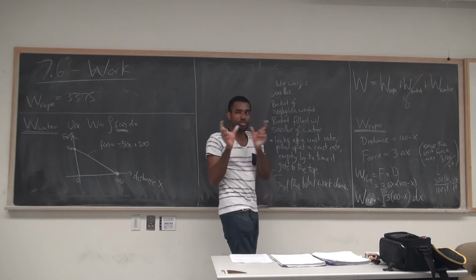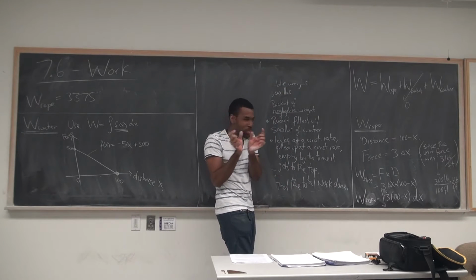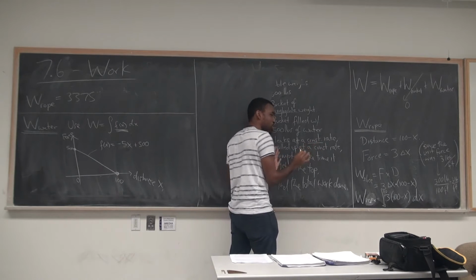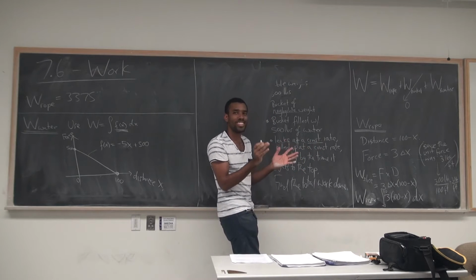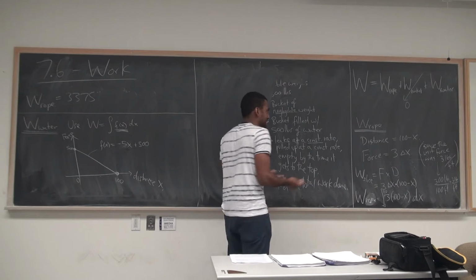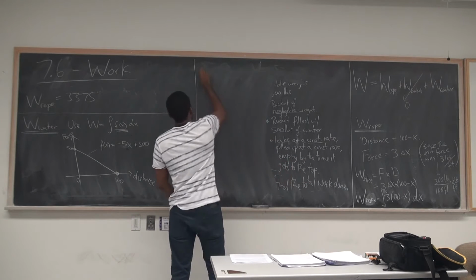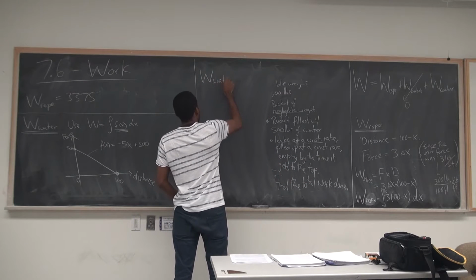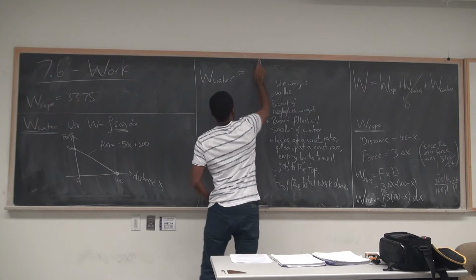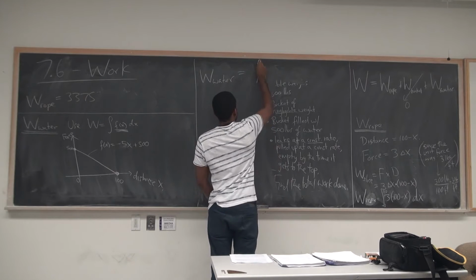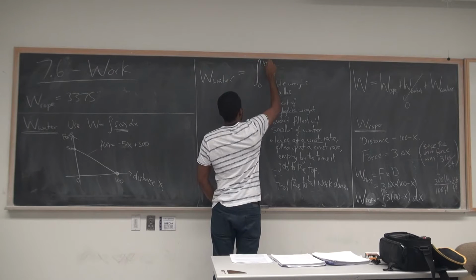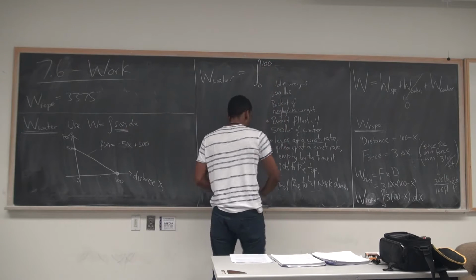Right? So with these word problems, you have to really read very carefully. Every word is like a clue. When you have constant rate, what does that mean? Oh, it's a linear function. That's what it means. So the work for the water is simply the integral from 0 to 100 of f of x dx. The integral of force gives us work.